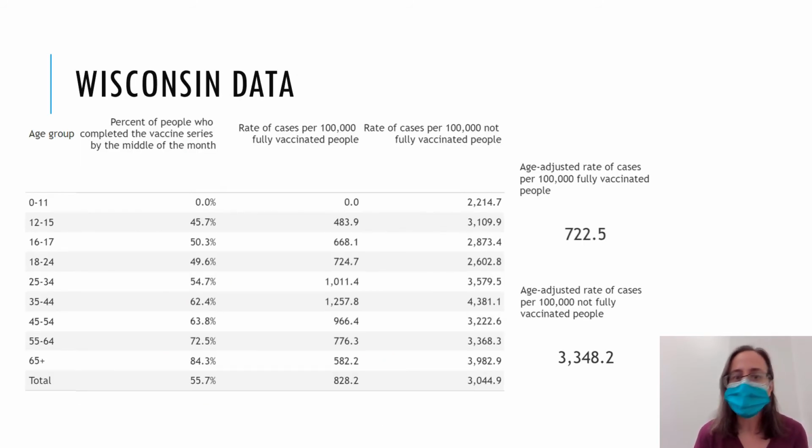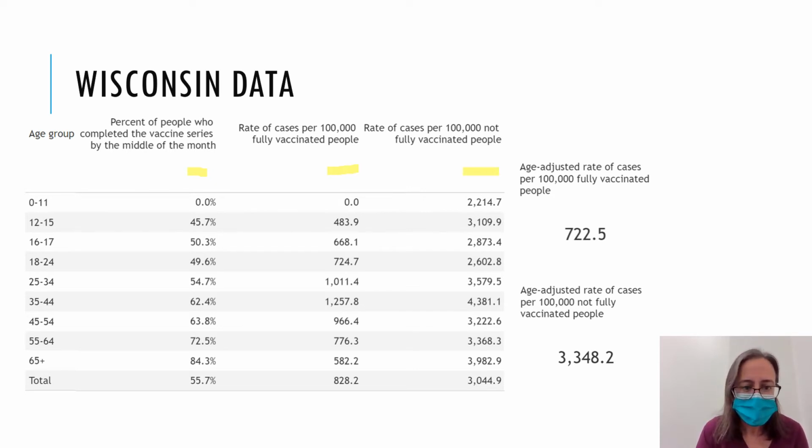We also have Wisconsin data that looks at this very same thing. And I want to use this slide to point out to you something that's called age adjustment. So you can see here in this table, and this is data for November of 2021, the percent of people who had been vaccinated overall in the first column, and then the rate of cases per fully vaccinated and the rate of cases per not fully vaccinated.